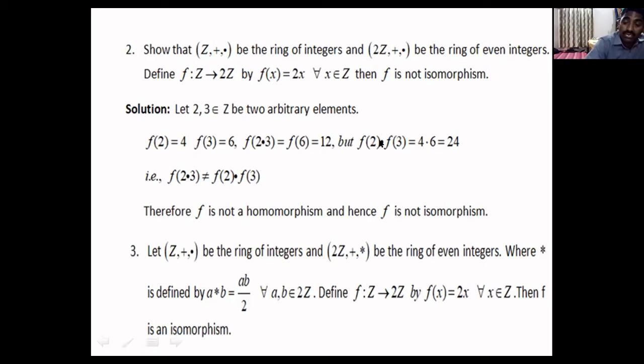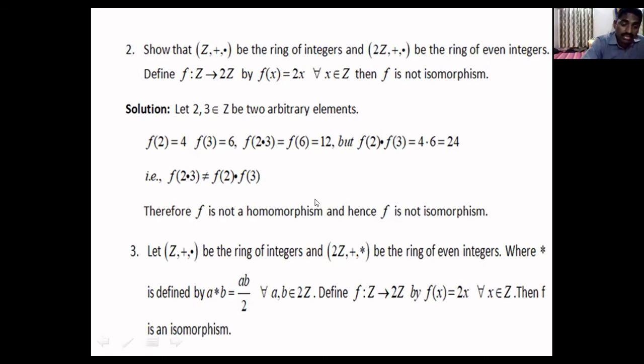But f of 2 into f of 3 is equal to 4 into 6, which is equal to 24. This implies f of 2 dot 3 is not equal to f of 2 dot f of 3. Therefore, f is not a homomorphism and hence f is not an isomorphism.